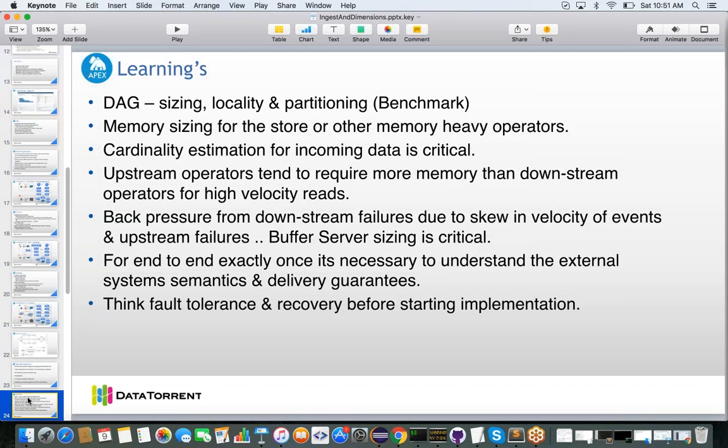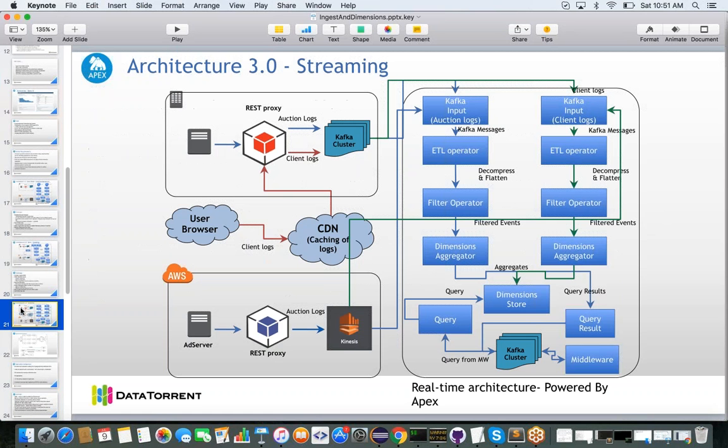Locality of two operators, right? So, for example, Kafka input operator with the decompress operator or the ETL operator. Now, these two operators can be container local because Kafka input operator is typically IO bound, whereas the decompressor is typically CPU bound. So ideally, you could put them into one container and save a little bit on the memory there.